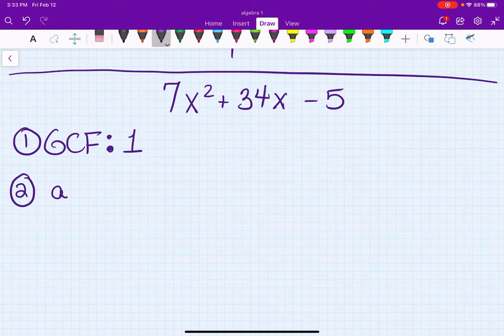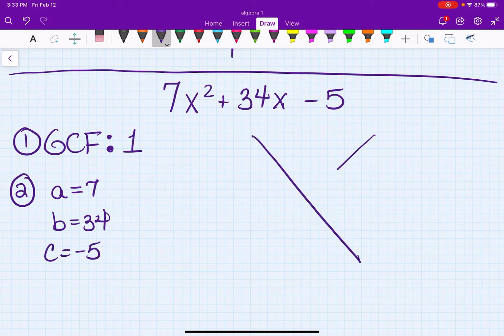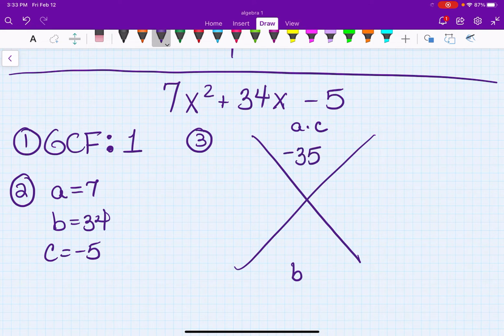So don't say there's no GCF, it's just the GCF is 1. A is 7, B is 34, and c is negative 5. Magic x is step 3. A times c goes up here, and b goes down here. This is negative 35, and this is 34.